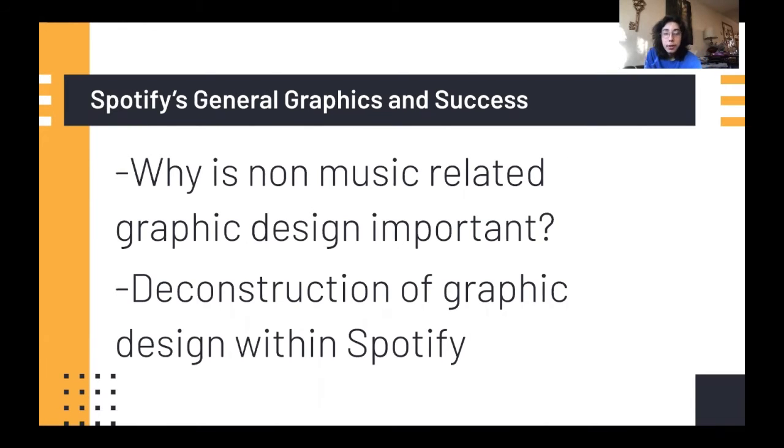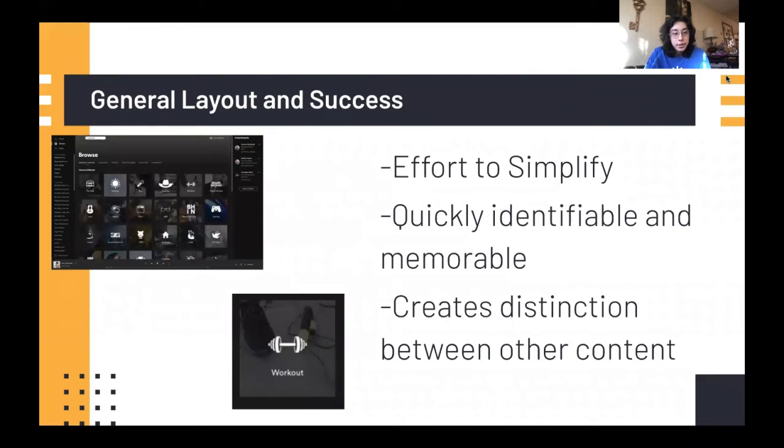So, guys, earlier we talked about how Spotify's graphics related to old music players, but those aren't all the graphics that Spotify uses. So, how are the non-music related graphic designs vital to Spotify's visual success? The first example is going to be its general layout, going back to the general layout that we used earlier.